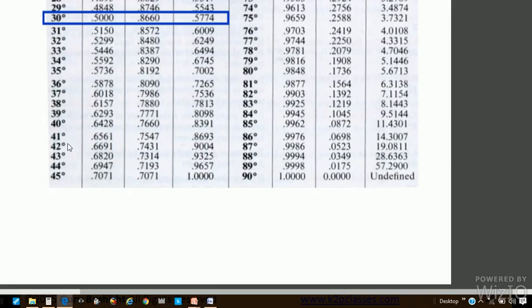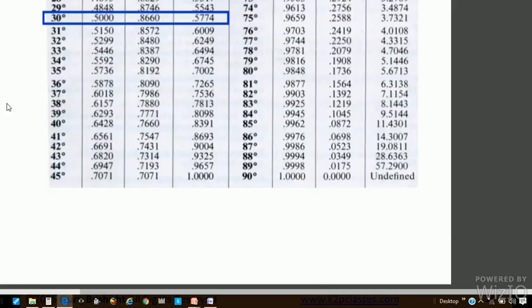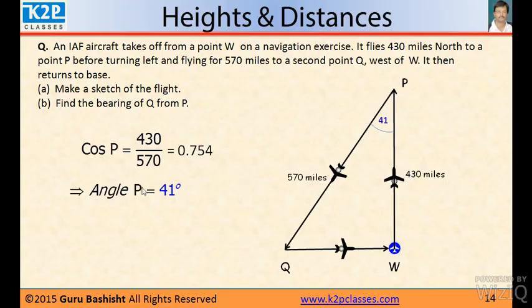So the value of angle P is 41 degree. Okay. 0.754, this is 41 degree.